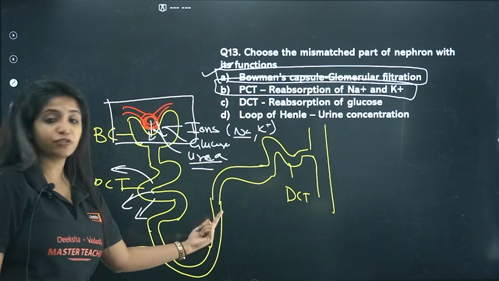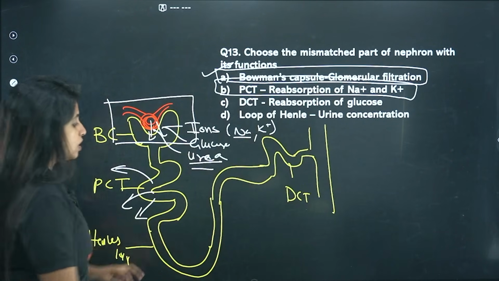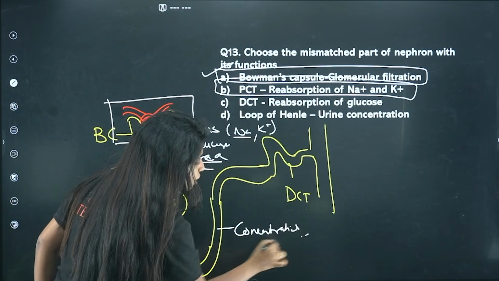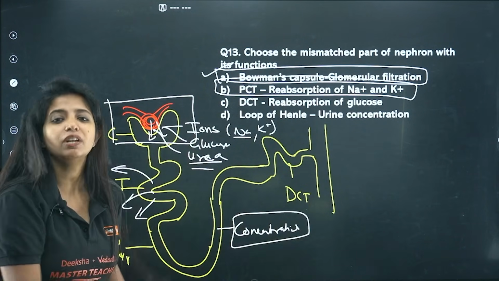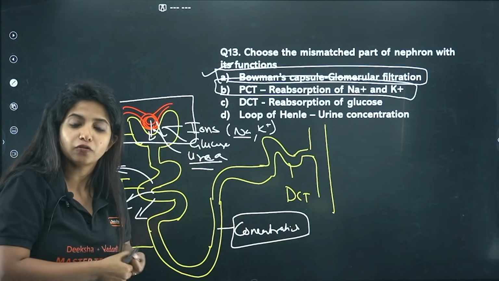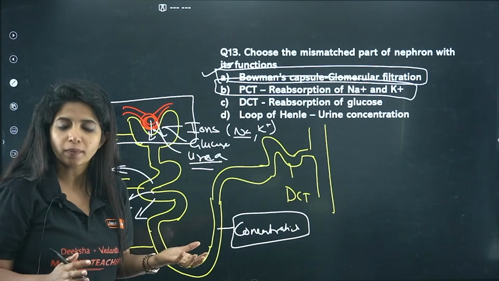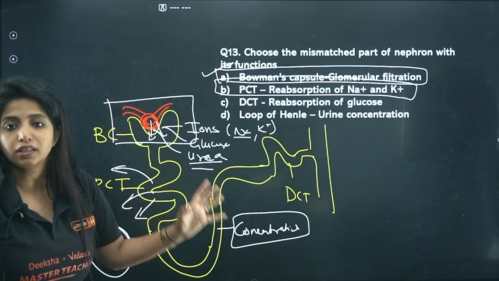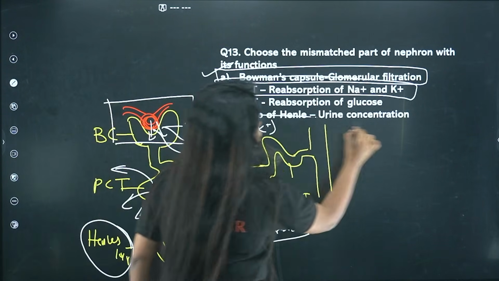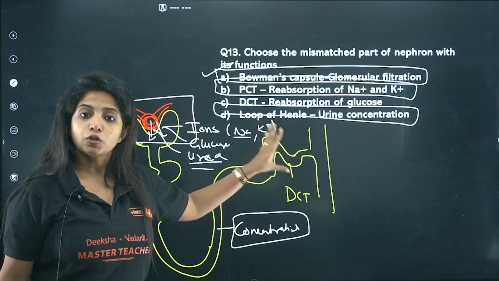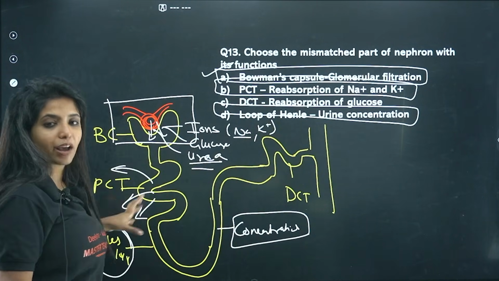Now, loop of Henle is responsible for concentrating the urine. Concentrating the urine as in whatever amount of H2O can be taken back will be taken back, so that the urine will not have too much water. We do not want to lose water, my dear children. So basically the role of Henle's loop is to concentrate the urine. So loop of Henle is responsible for urine concentration. What are we left with? We are left with DCT. So my dear children, until now we are taking back a lot of things out there.